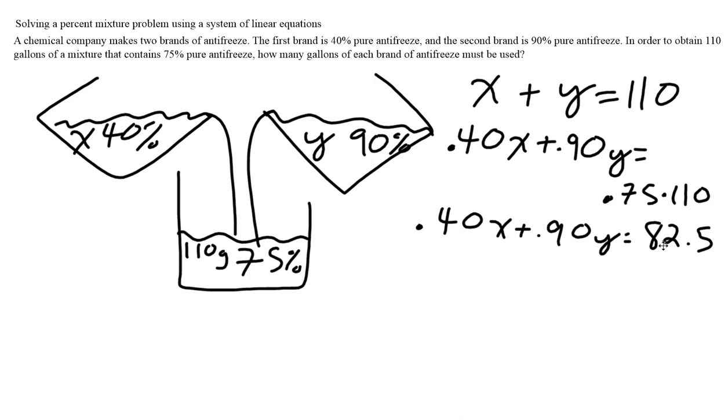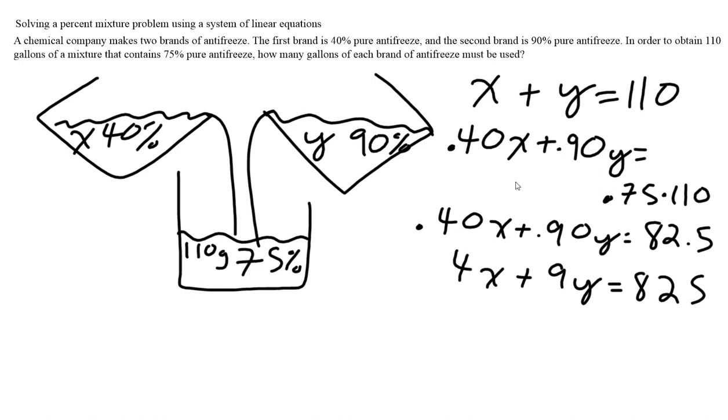Before I do that, I'm going to get rid of my decimals here, because I really don't like dealing with decimals. So I'm going to multiply all three of these, in this case, by 10 in order to move the decimal over 1. When I do that, I get 4x plus 9y equals 825. Now, if this were something other than 40, like a 42 or 45, I would have to multiply everything by 100 and move the decimal place over twice. But since I have zeros here, I can get away with multiplying this by 10 instead of 100.